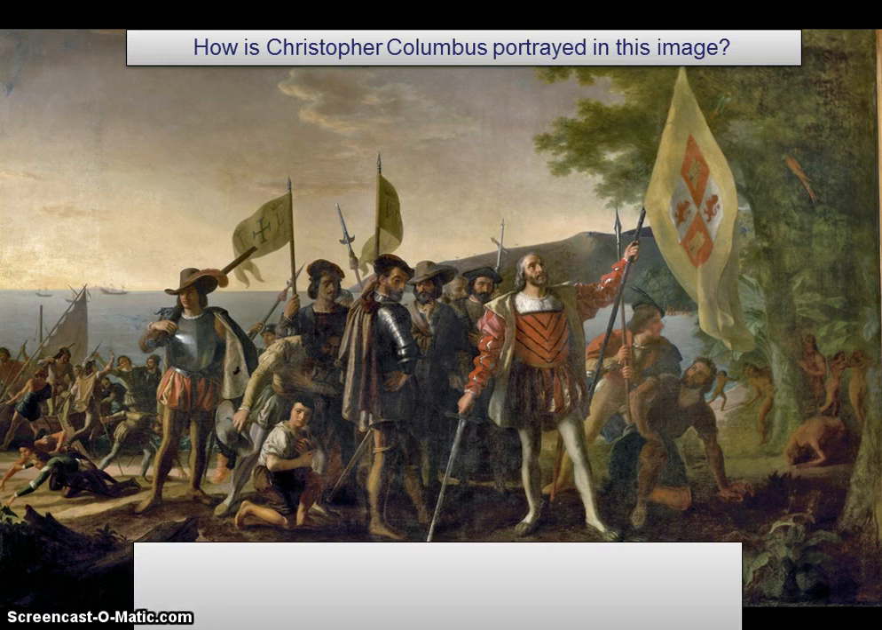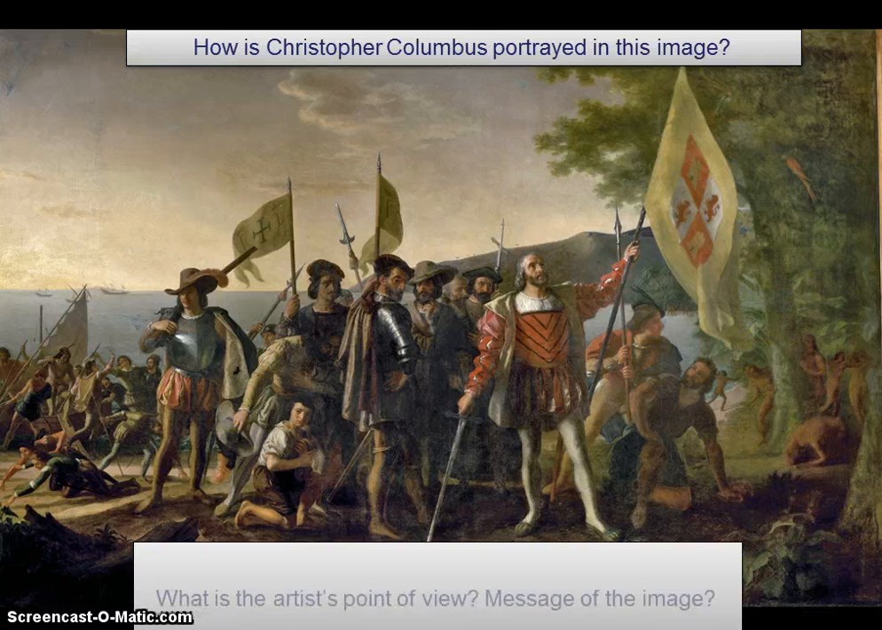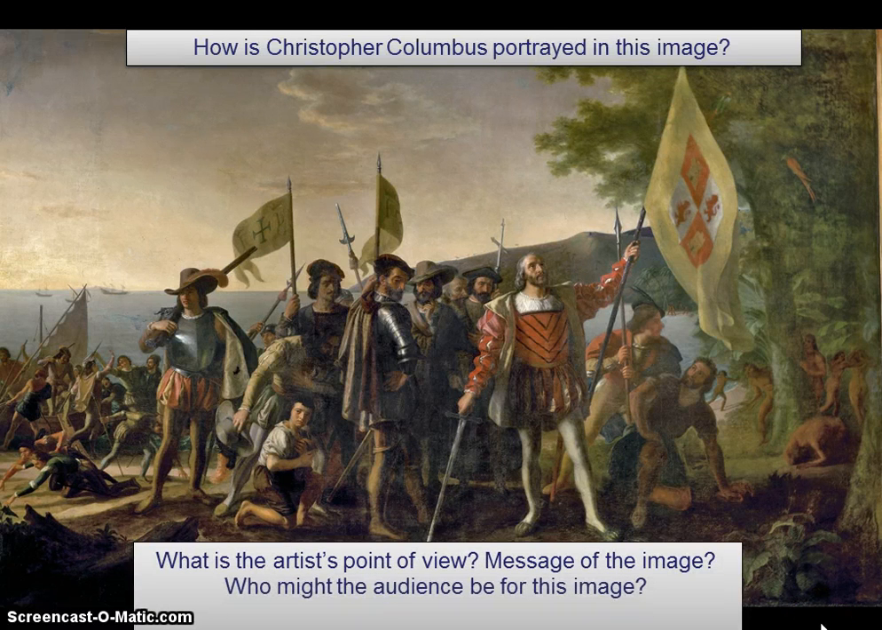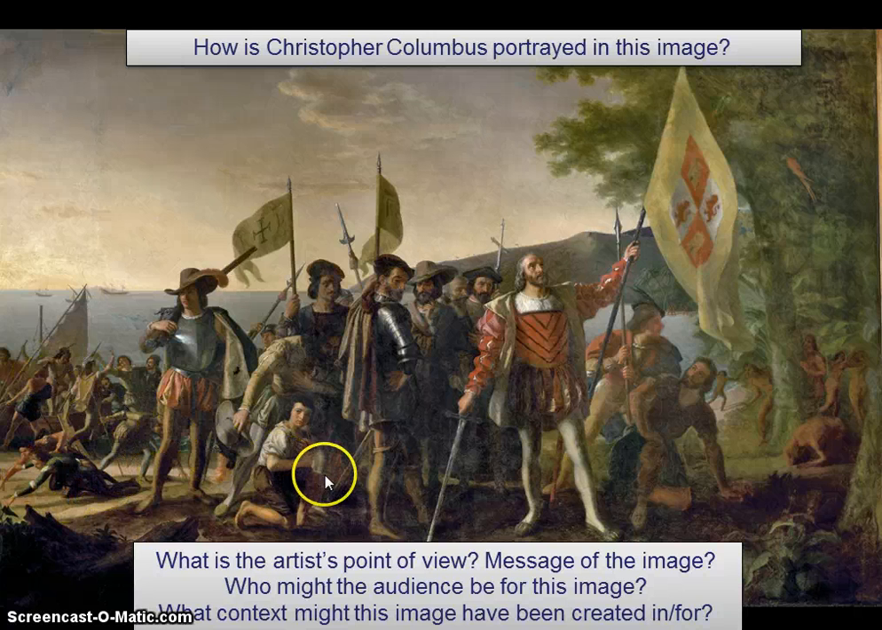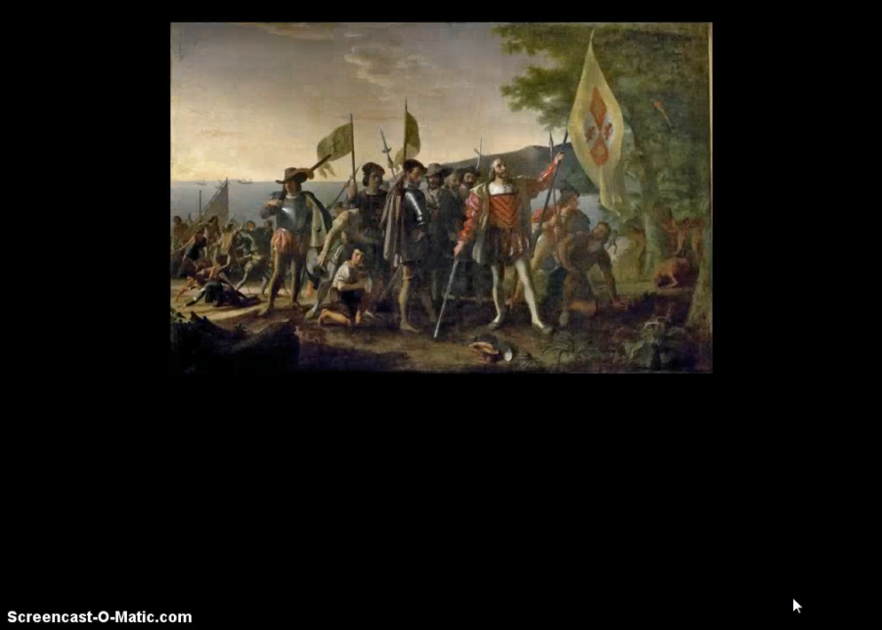this image, noticing the light, how he's looking towards heaven, and you see the Native Americans in the shadows. So what do you think is the artist's point of view? What's the image, and who might the audience for this image be? As well as what's the context of this image. You can see people getting sort of exciting and flooding into the image behind him as well. So one of the skills that we have to practice is really being able to do all of those things that I just asked you.